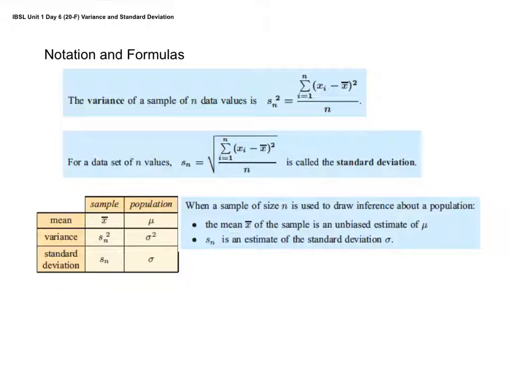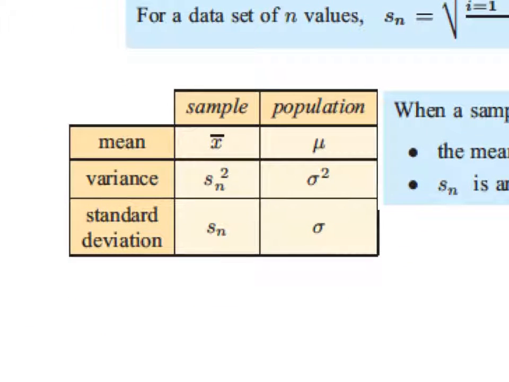okay? So here you'll notice, the sample stuff is all just our regular alphabet. The population is the Greek alphabet, okay? So you have the x bar for mean versus the lowercase mu for population. You have variance as S sub n squared for a sample, for population it's sigma squared, okay? And then, of course, standard deviation for a sample is S sub n, population is sigma, okay?